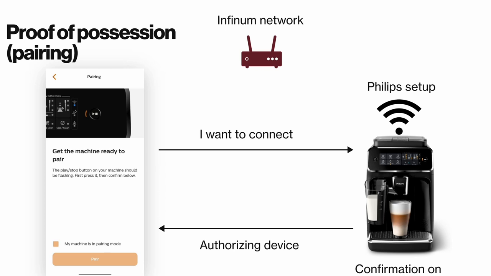Why is it a good idea to have some mechanism or step like this? Because you want to know to which exact machine you're connecting. For example, if you have four of the same coffee machines in your office, you want to know with which one you paired. Or if you want to connect to your neighbor's machine, but your neighbor, of course, wouldn't want that, so he wouldn't confirm the connection.